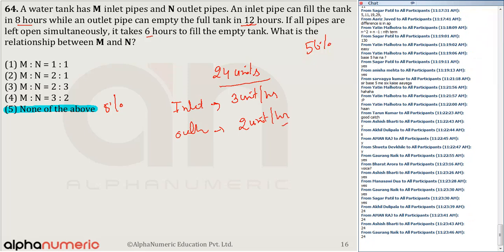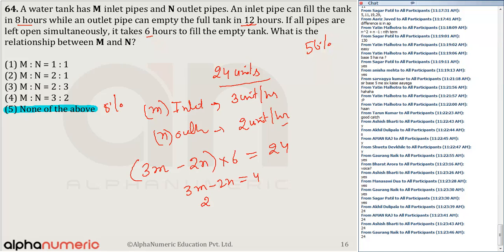Let's say the number of inlet pipes is m, and the number of outlet pipes is n. If all the pipes are left open simultaneously, it takes 6 hours. So m pipes, so 3m minus 2n, and they work for 6 hours. In these 6 hours, they will fill 24 units. So from here I get 3m minus 2n is equal to 4. And m and n have to be integers.